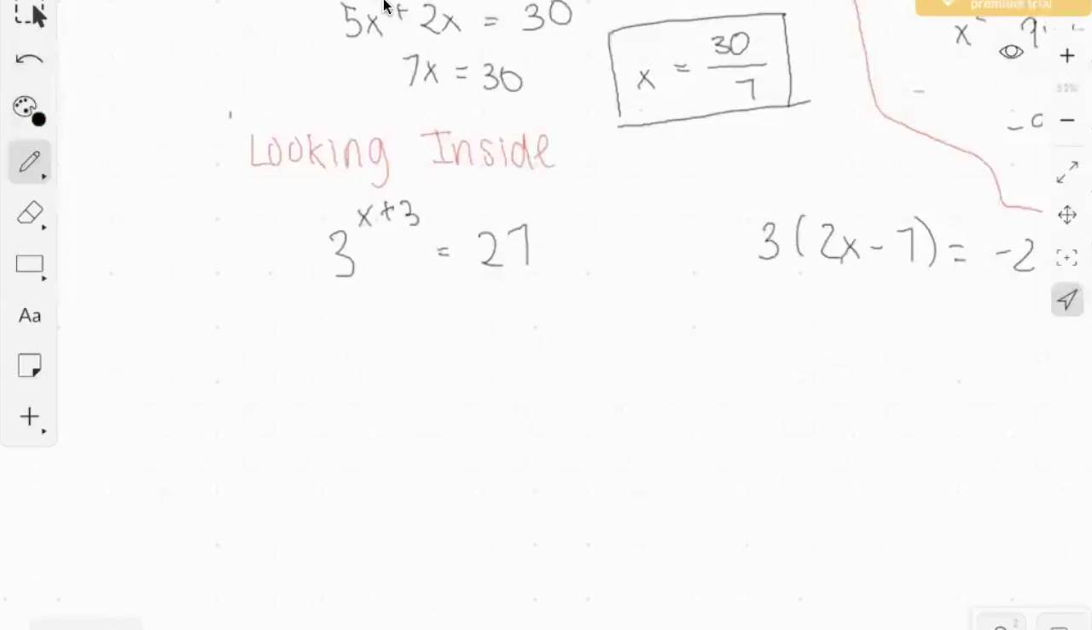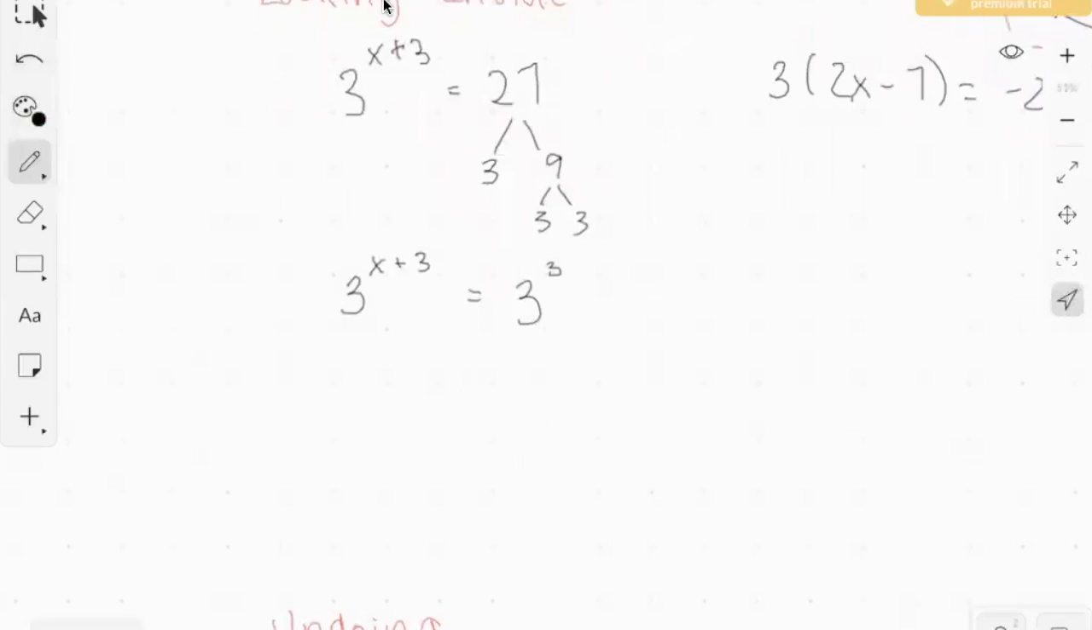So how do we factor 27? It is 3, 9, and then 3, 3. So we have 3 3s. So how we're going to simplify this is 3 to the power of x plus 3 equals 3 to the power of 3, which is the same thing as 27. And if you notice, what we're trying to find here now is how we make these powers equal each other, because our base is the same.